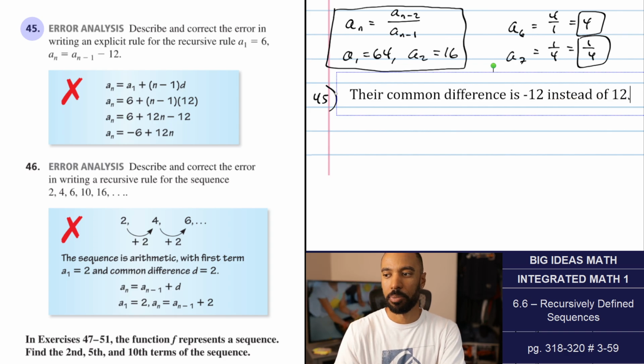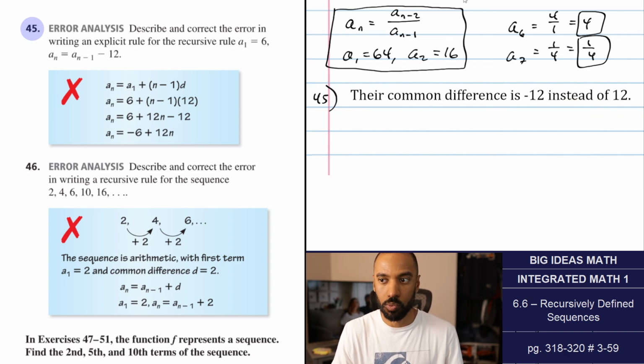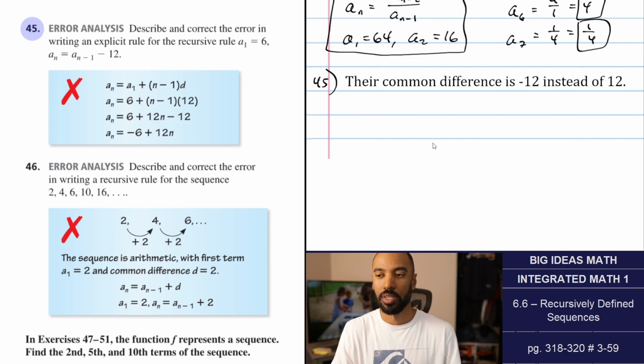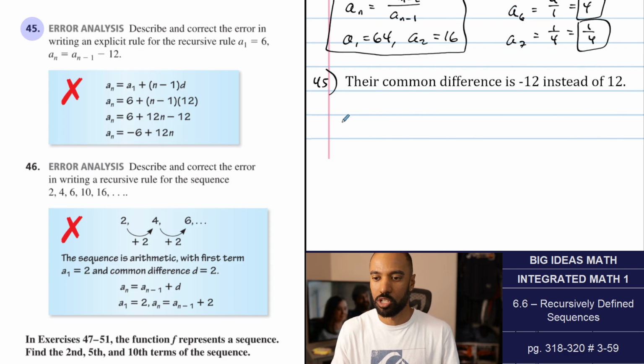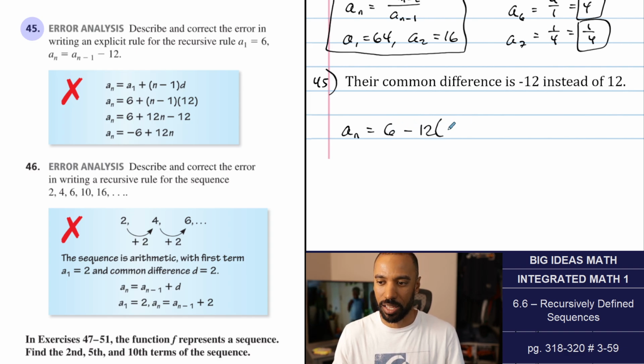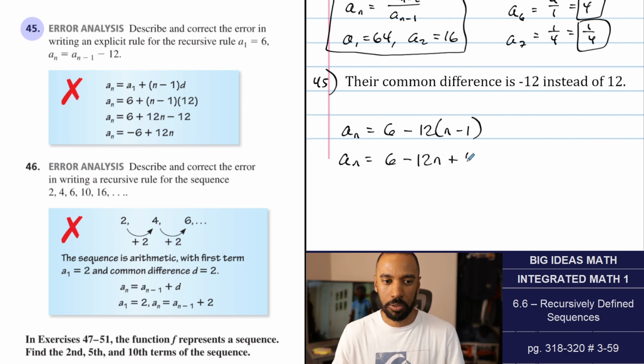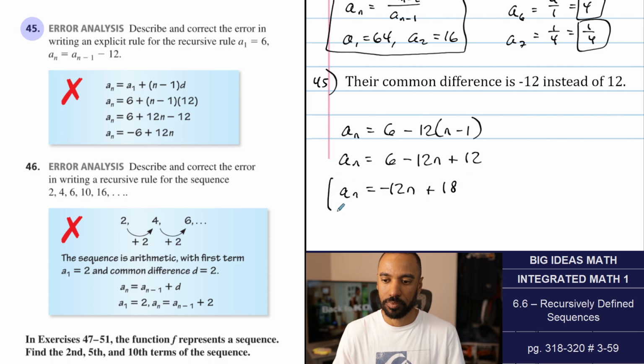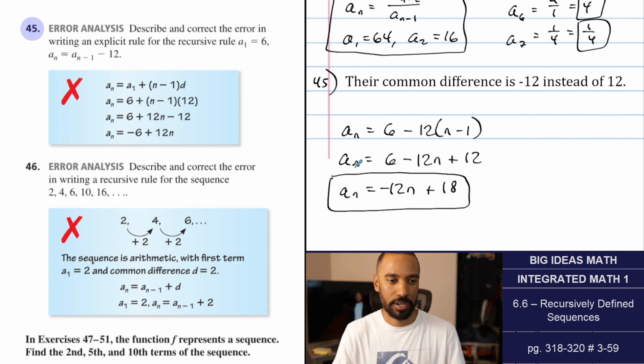Now, they properly use the arithmetic sequence rule. That's what they were supposed to do. That's all good. They just have a minus 12, so they should be using that. Now, the way that I tend to write this one, I write the first term and then the common difference next, because I like to distribute in front, not afterward. So, in distributing the negative 12, it's negative 12n plus 12 instead of positive 12n minus 12. And negative 12n, that becomes plus 18. So there's your fix for that one. All the rest is good for them.